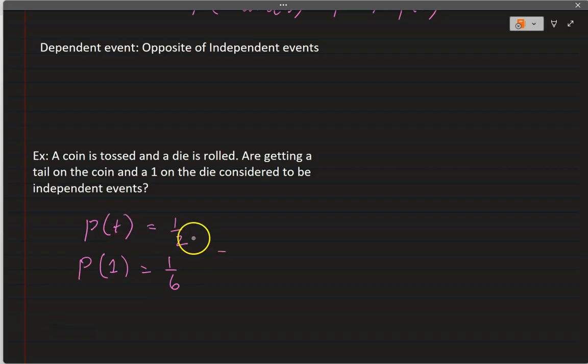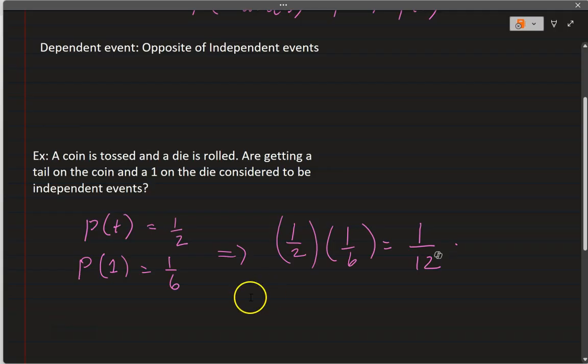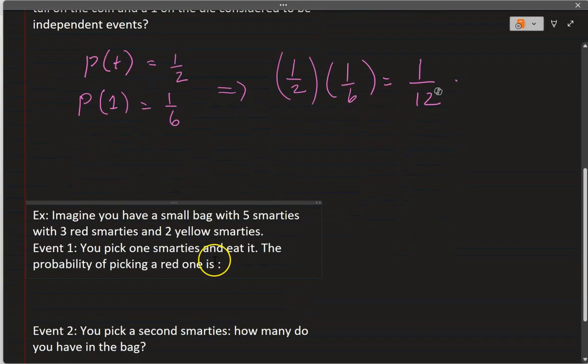So in this case, where one event doesn't influence the probability of the other event, we call those independent events. And if you want to calculate the probability of the total thing happening, you multiply 1/2 by 1/6, which is going to be 1/12. That's the probability of the entire thing happening. They are not influencing each other's probability at all. Now let's look at another example.